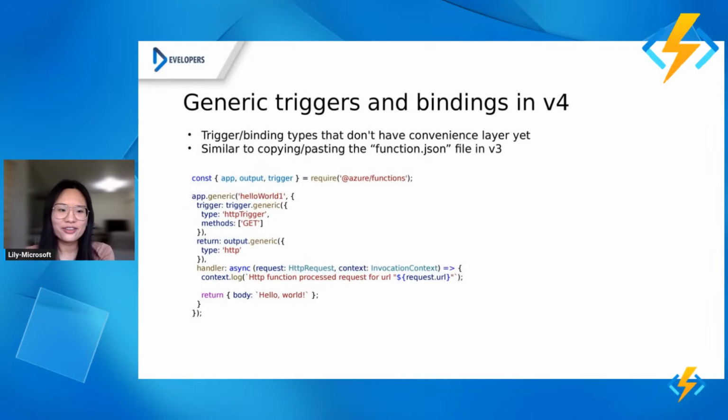Otherwise, if you need one right now, what you could do is leverage the generic method, like shown in the slide here. So imagine if HTTP trigger didn't have the convenience layer today, this would be how you would set this up using the generic method. And it's very similar to how you would write your function.json file in the v3 model.